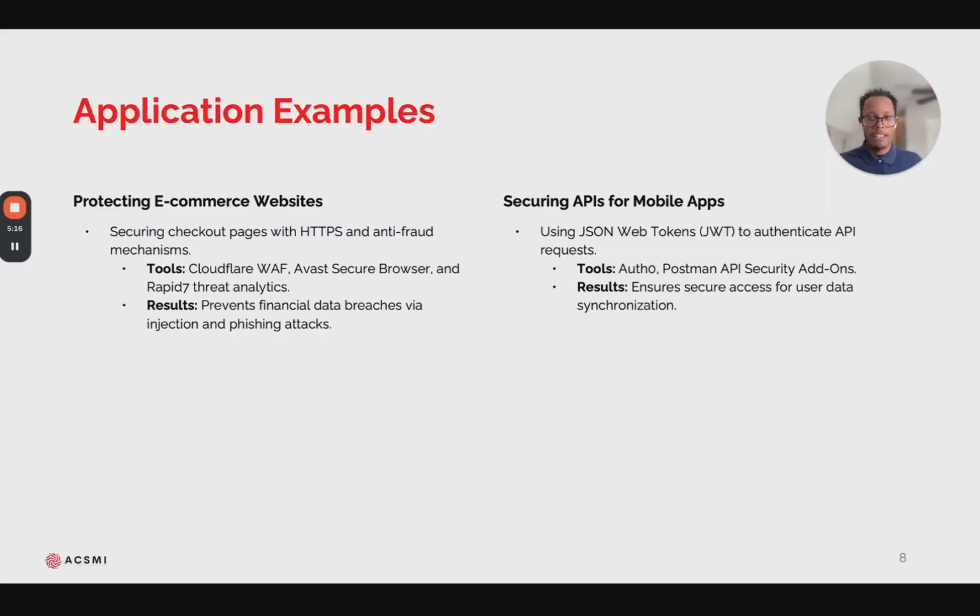And let's kind of go back into the e-commerce website here. We're all about securing the information. So we want to secure our checkout pages with HTTPS, TLS. And then you want to use tools such as Cloudflare, like their own web application firewall. You have Avast. These are all different types of commercial entities that you can utilize. And the result is going to be the same. You're going to prevent financial data from falling into the wrong hands. We want to be able to prevent the breach from an injection attack, from a phishing attack. The only way we could do that is if we apply these practices in real-world time.